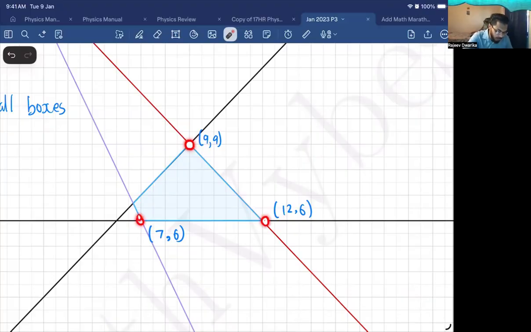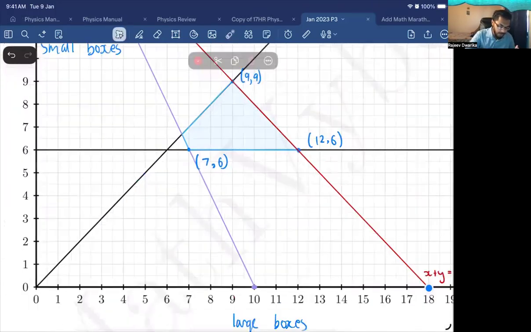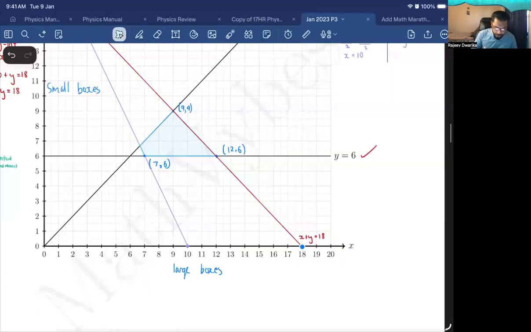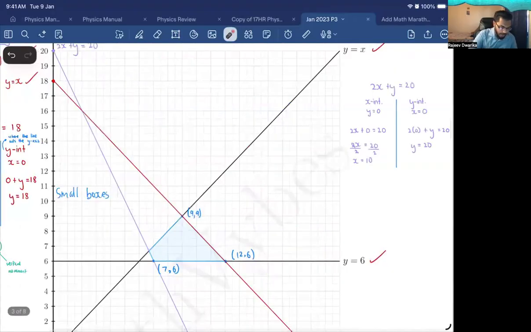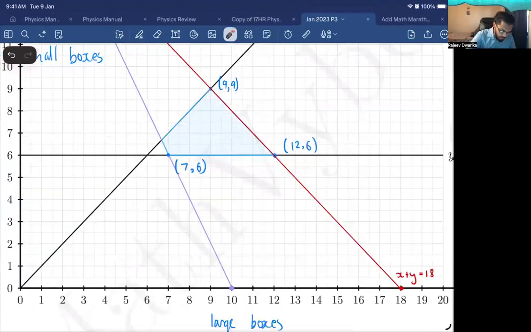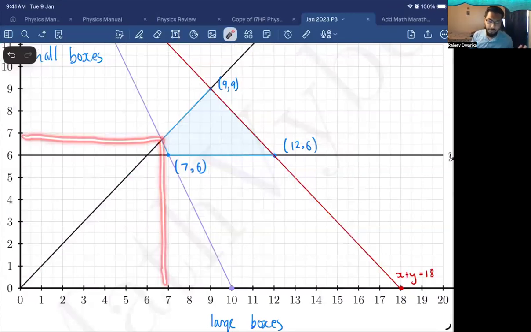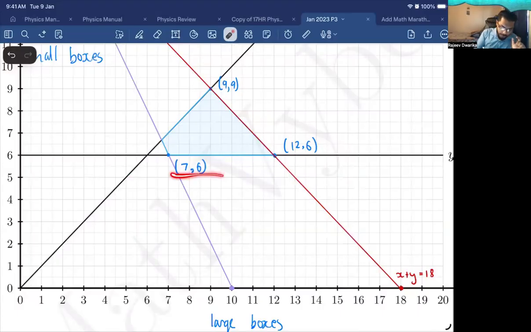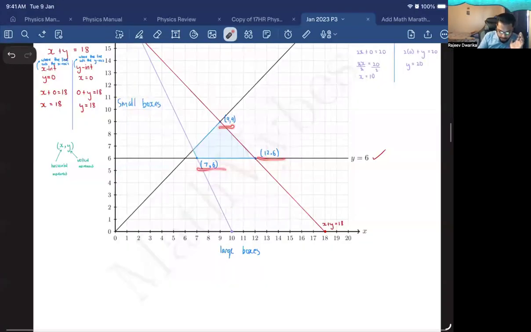You can see we have 4 vertices, but I only took the 3, and the reason I'm doing that is because I can't have a fraction or a decimal of a box. Remember, X was representing large boxes and Y was representing small boxes, right? I can't really have a fraction or a decimal of a box. Tell me if you understand that. So you're okay with these 3 points, right? Yeah, the vertices. Great.